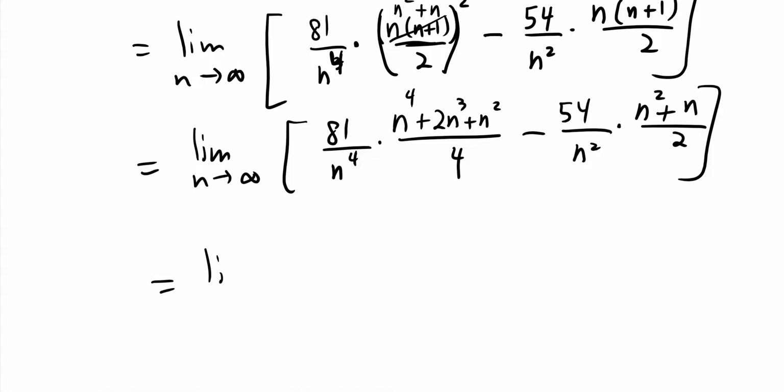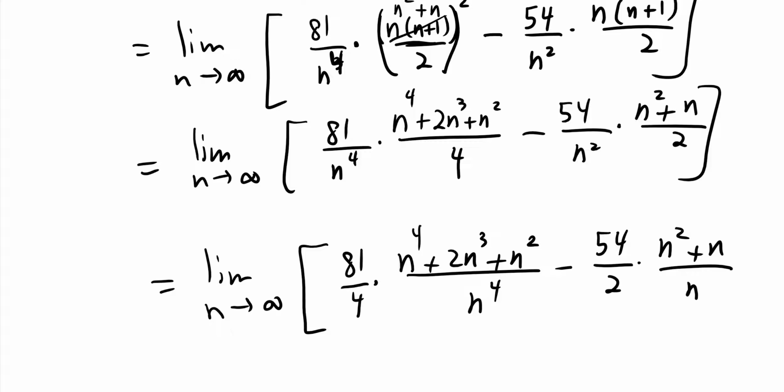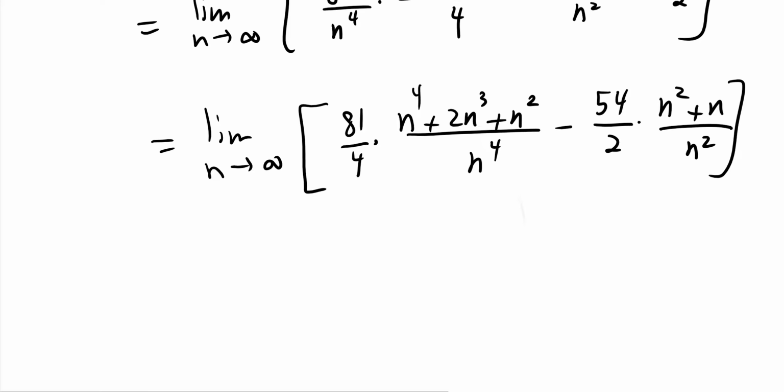Let's see what we have. Limit as n goes to infinity. For the top one, you get 81 over 4 for this. I got n to the 4th plus 2n to the 3rd plus n squared, all divided by n to the 4th. Minus, we get number-wise 54 over 2 times n squared plus n all over n squared. And let's see what does that give us.